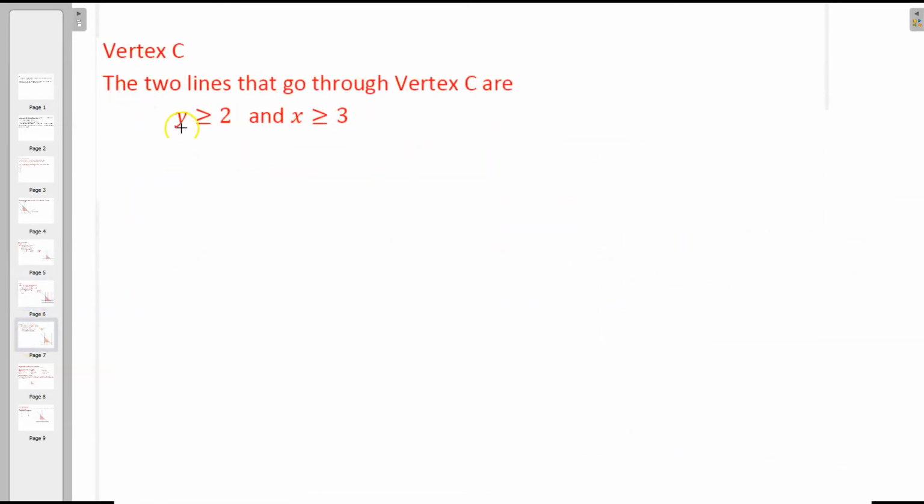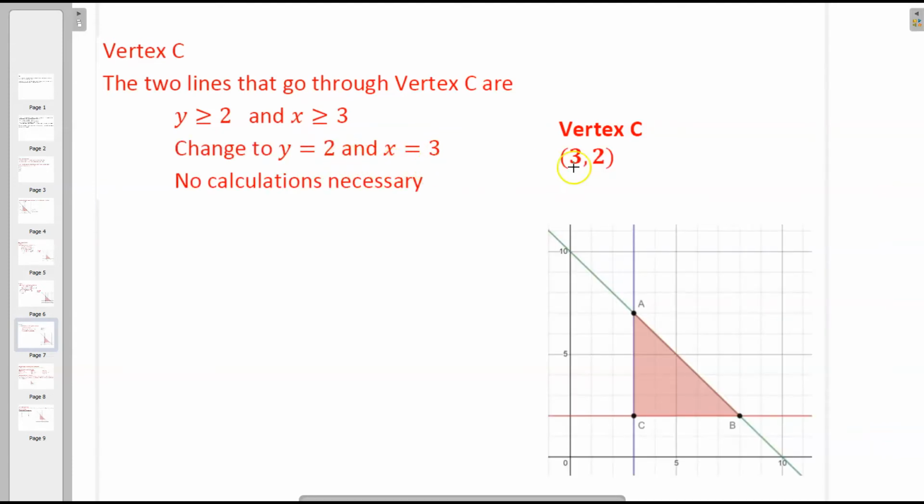Vertex C, two lines Y greater than or equal to 2 and X greater than or equal to 3. If we put them into equal signs, we change them to equalities, and that simply gives us 3, 2 as the coordinates of the vertex C.